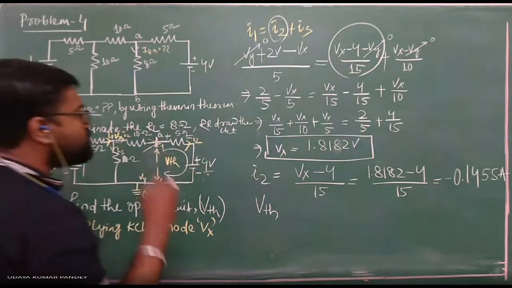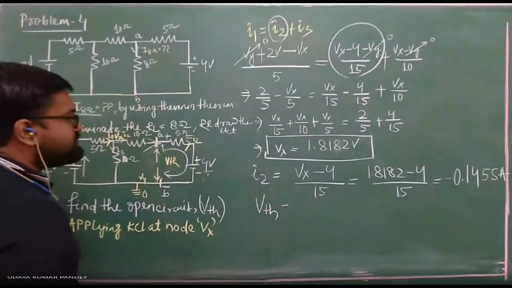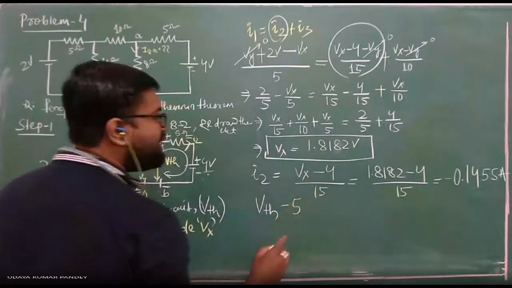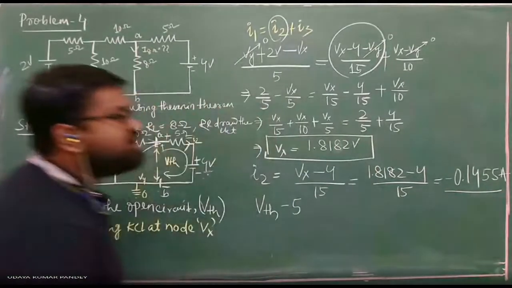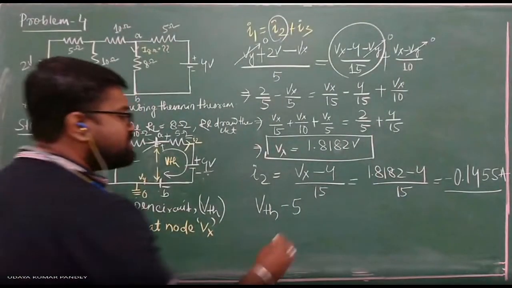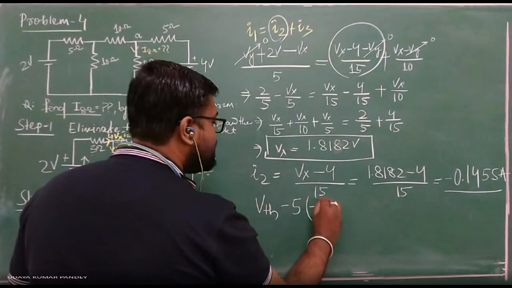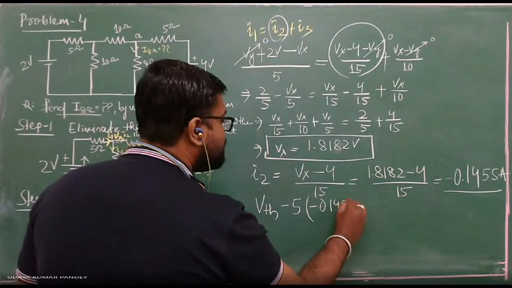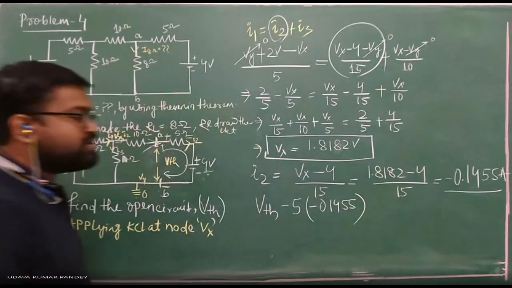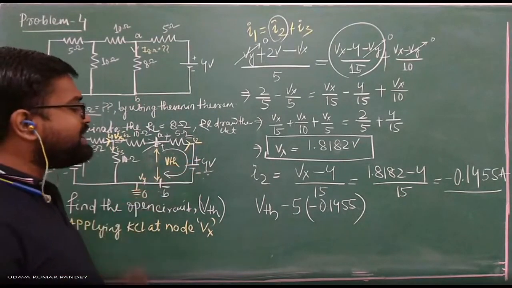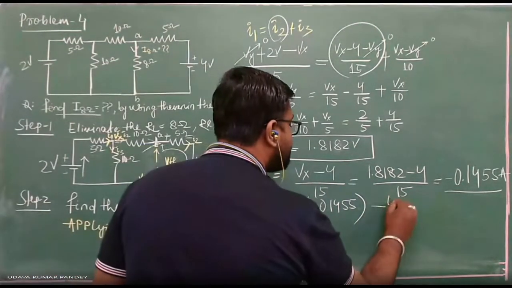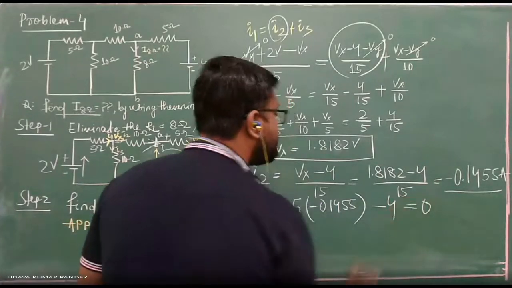That means this is your minus side, minus of 5, and what is your current value? That is your I2. I2 is minus 0.1455. That means you can write a minus of 0.1455. Okay. Then again, this is your voltage. This is plus or minus. That means this 4 volt is equal to 0.